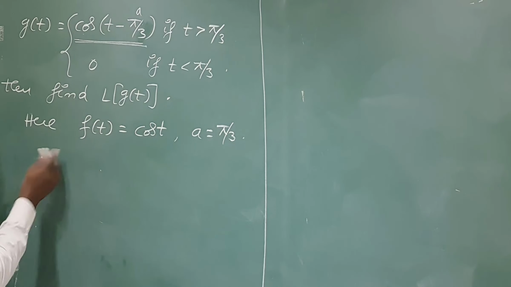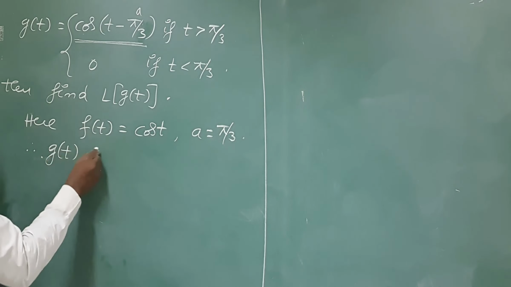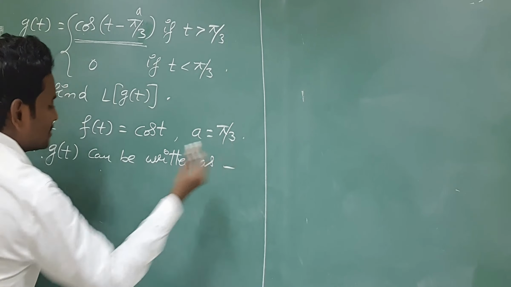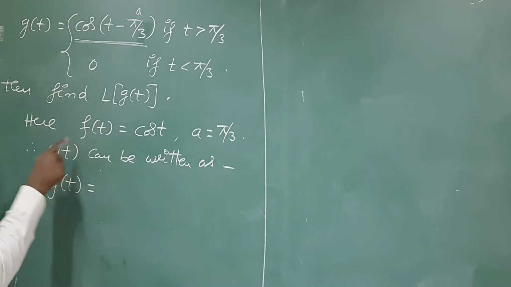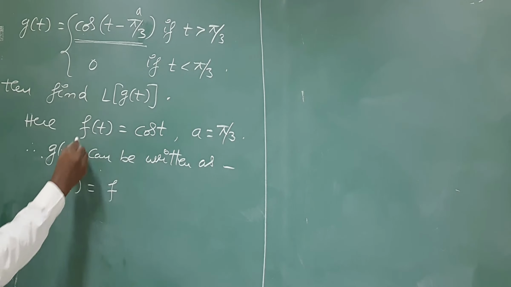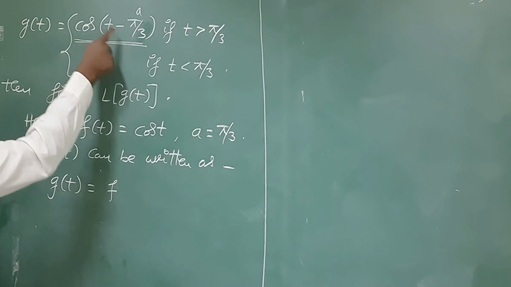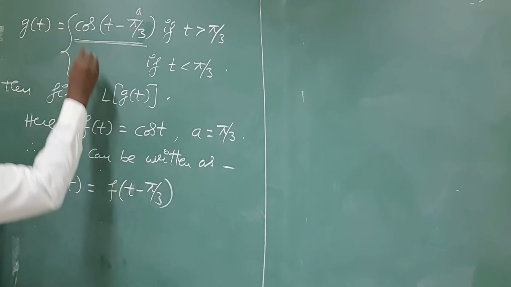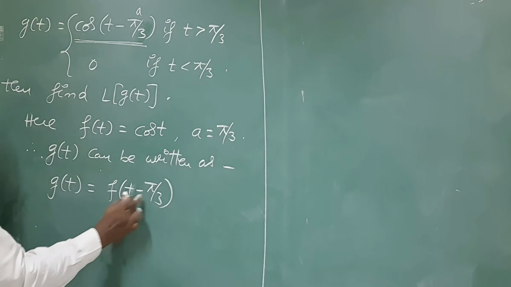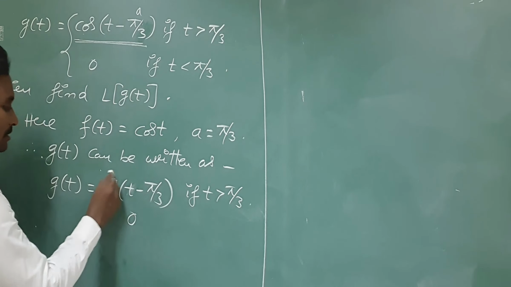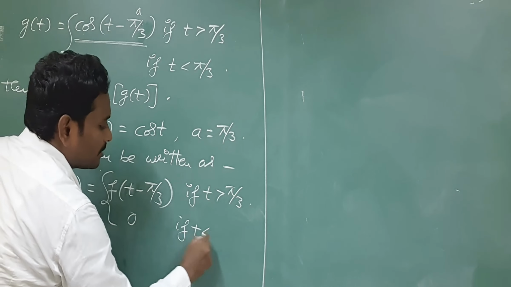Okay. So whenever you take f of t is equal to cos t, immediately g of t can be written as, how can we write the given function? You can express g of t in terms of f. So f of t is equal to cos t, then what is f of t minus pi by 3? Cos of t minus pi by 3. So cos of t minus pi by 3 becomes f of t minus pi by 3. That is the logic here. If t is greater than pi by 3, and equal to 0 if t is less than pi by 3.